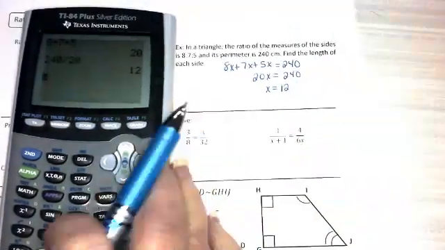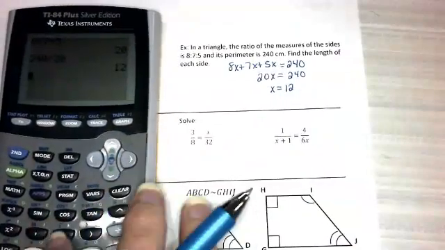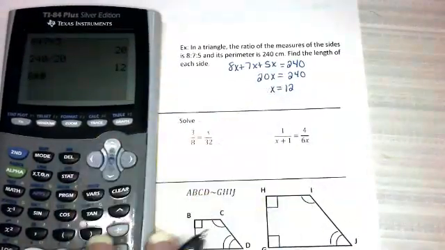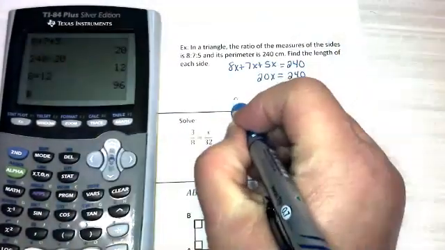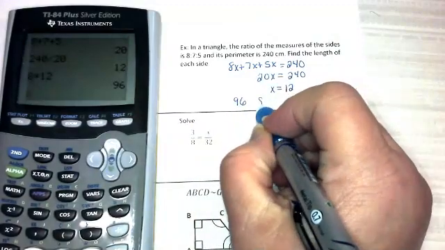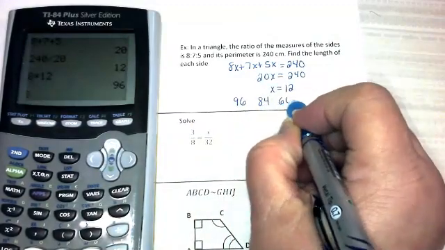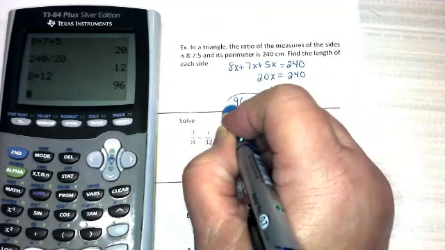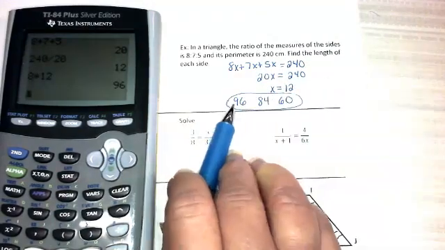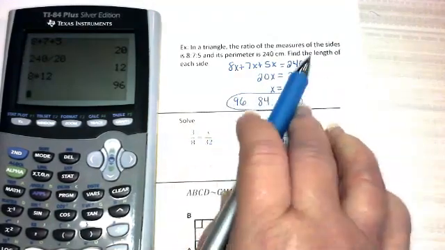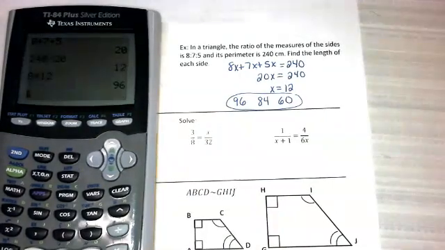So then I go back to each side and I say, well, 8 times 12 is 96. 7 times 12 is 84. And 5 times 12 is 60. So they have this ratio of 8:7:5, and together they add up to 240.